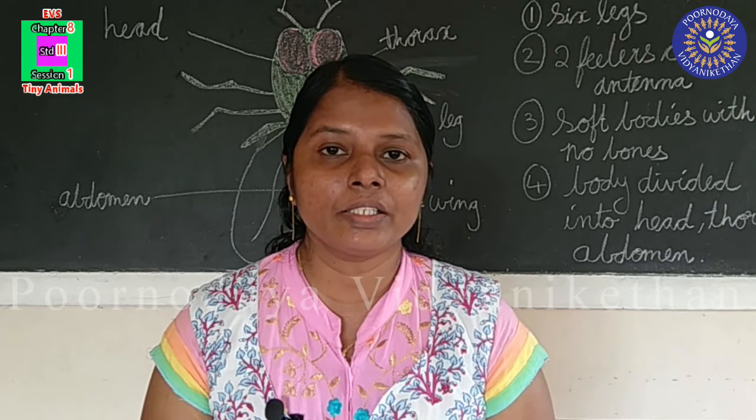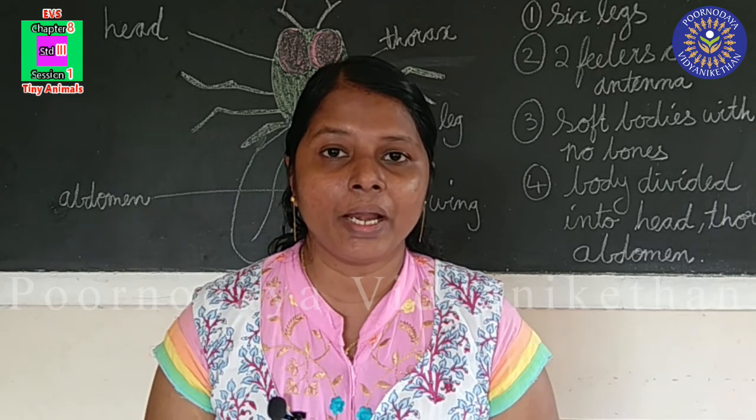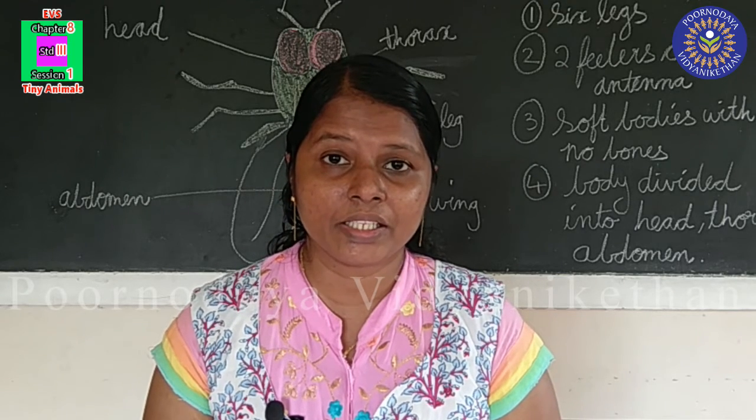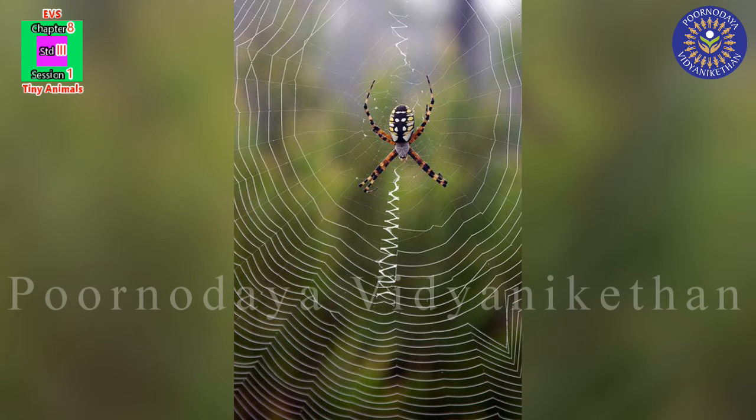Spiders are another type of tiny animals, but they are not insects. They have 8 legs, but insects have 6 legs. They spin webs to catch insects and eat them. We can see in the picture, the spider is spinning a web to catch insects, and it will eat that insect.